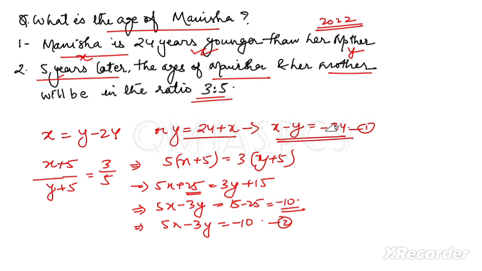How to eliminate one variable? Here it is given x minus y, and here is 5x minus 3y. We can make the coefficient of any variable equal. The coefficient of x is 1 in one and 5 in the other; the coefficient of y is 1 and 3. So you can make either coefficient equal, x or y. We are following the elimination method, so let me discuss it.